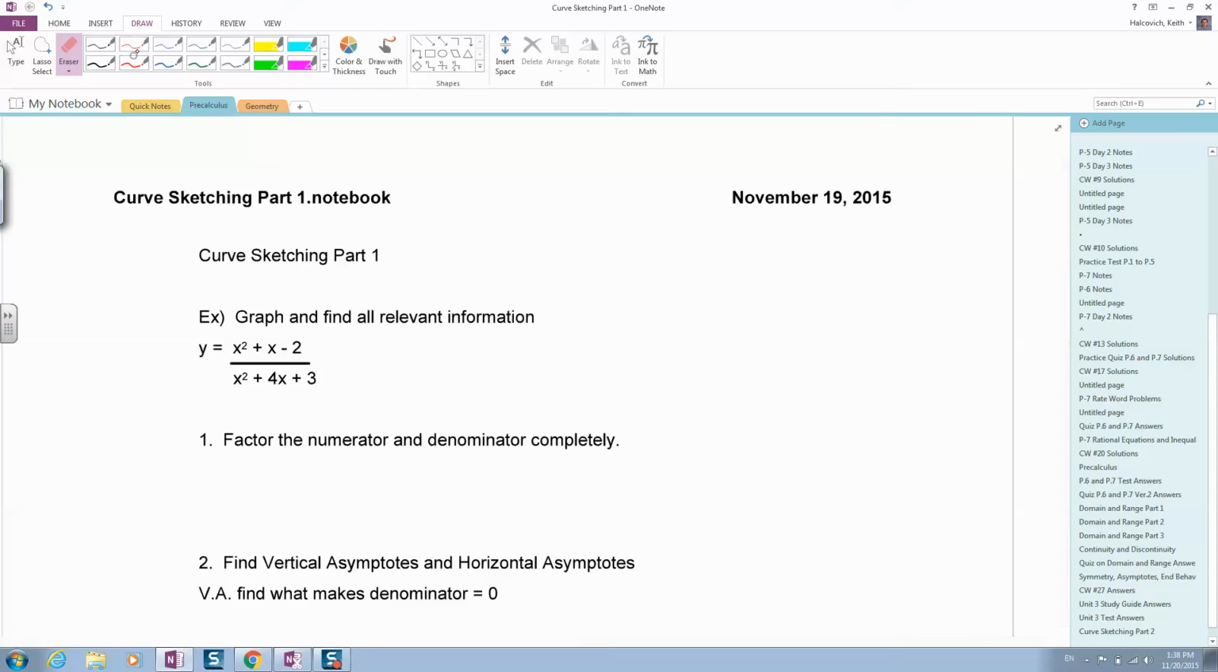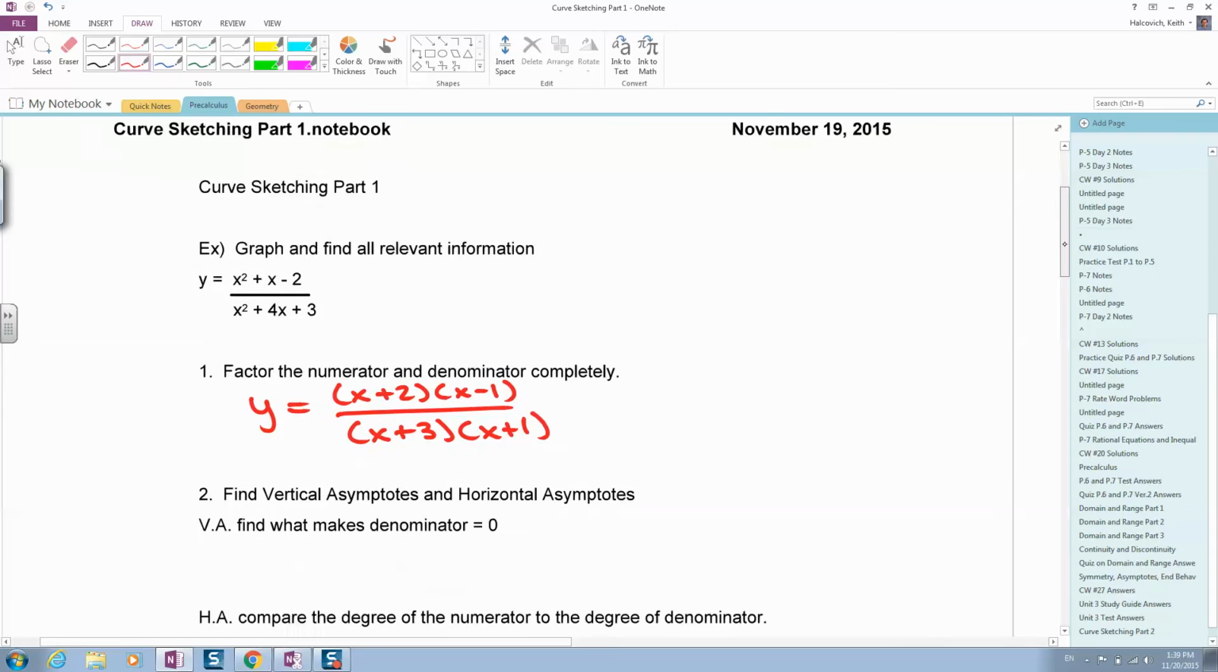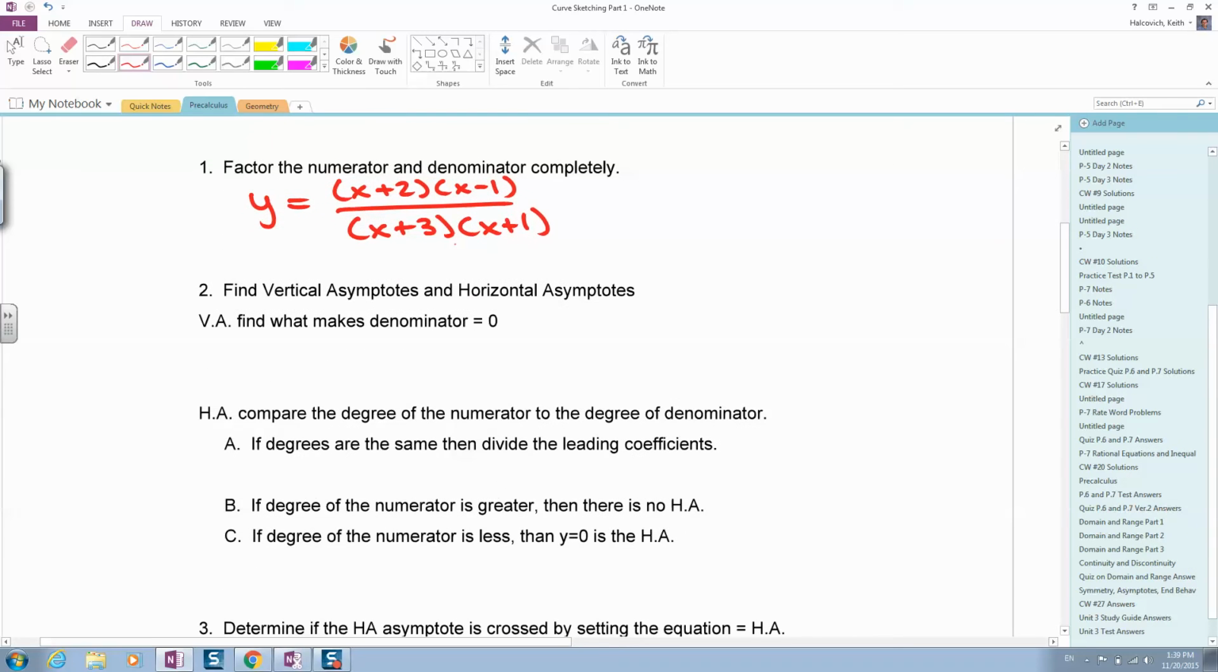First of all, the first thing you want to do is factor the numerator and the denominator. So this becomes x plus 2 and x minus 1. This becomes x plus 3 and x plus 1. If we could simplify, we would, but there's not a common factor top and bottom.